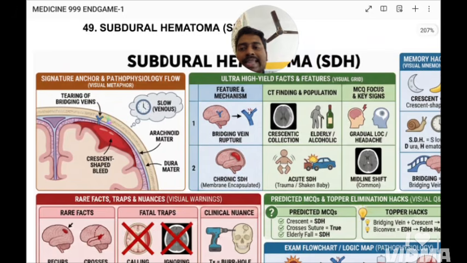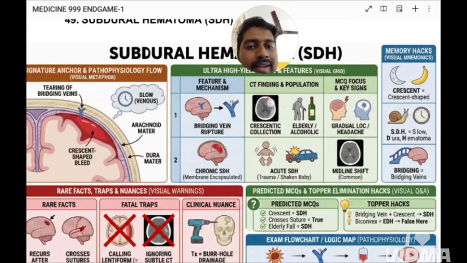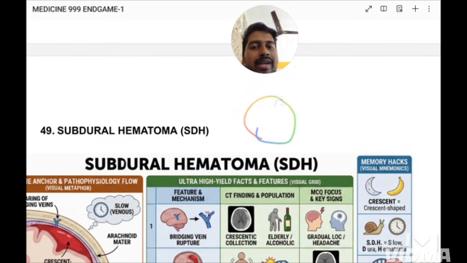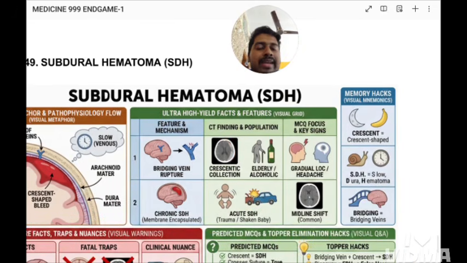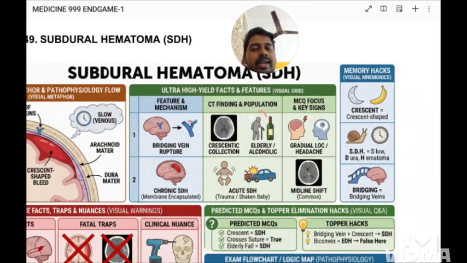There are bridging veins. These veins will rupture and bleed into the subdural space. That is the reason for subdural hematoma, and you'll get a crescentic shape. In extradural hematoma, you will find a concave lens shaped hemorrhage. Concave lens shape is for extradural hemorrhage, and boat shaped, banana shaped, crescentic is for subdural hemorrhage. It occurs in elderly and alcoholics, with gradual loss of consciousness and headache. This is less dangerous compared to subarachnoid hemorrhage.